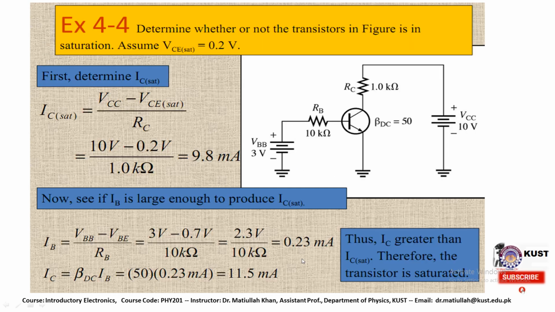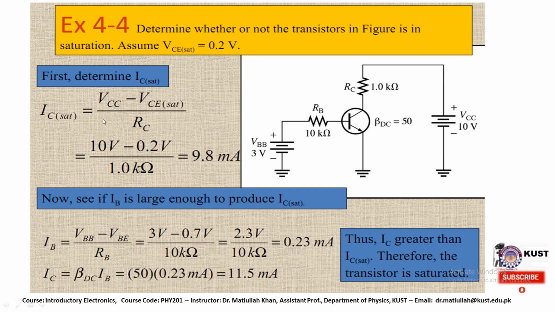So we need to solve some very easy problems based on this cutoff and saturation mode. Some values are given to us, and we need to find the unknown values from the equations we developed on the second slide of this lecture. A problem is given: we need to determine whether or not the transistor in the figure is in saturation mode, and in this case the voltage VCE to take is 0.2 volt. Here the magnitude of VBB is 3 volt.